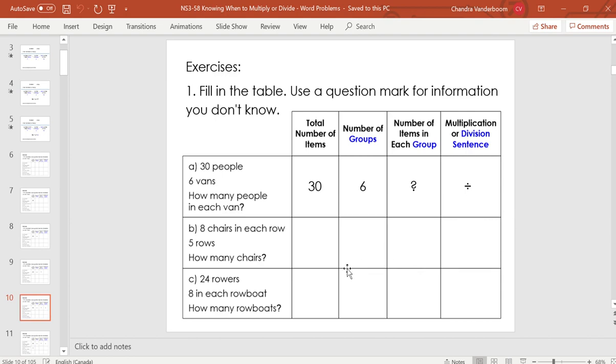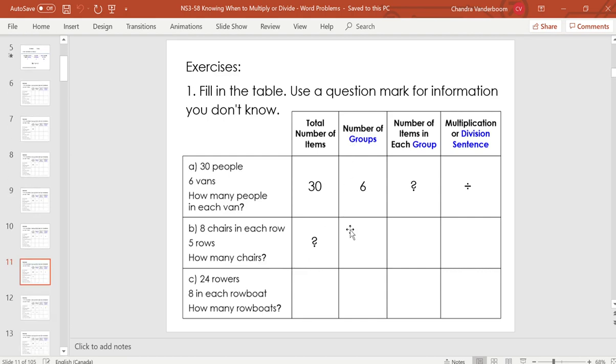So our next one then, 8 chairs in each row, 5 rows. How many chairs? Okay, let's fill in our information chart. Do we know the total number of chairs? We have 8 in each row and we have 5 rows. We do not know how many. That's what it's asking us. How many chairs? So we're going to put a question mark there.